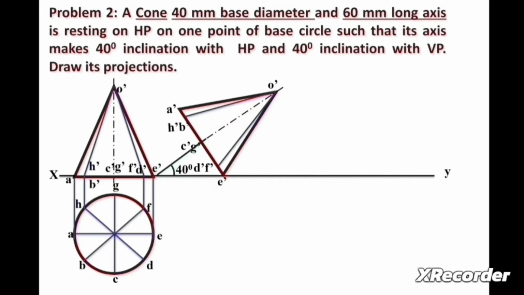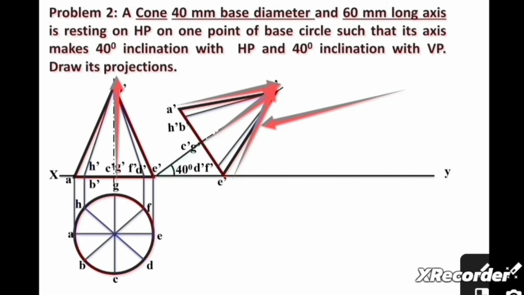Here we can draw this line having any length. Now we draw one arc considering C dash O dash radius. This point will be C dash. We draw one arc, so here we will get the O dash point. We can join A dash O dash and C dash O dash, so here we will get this type of triangle shape.